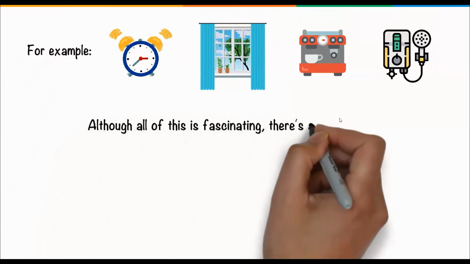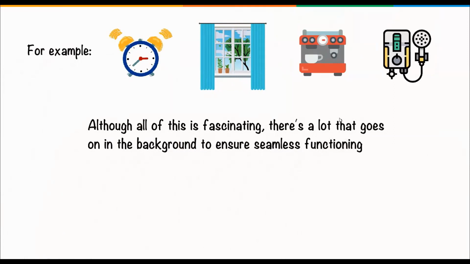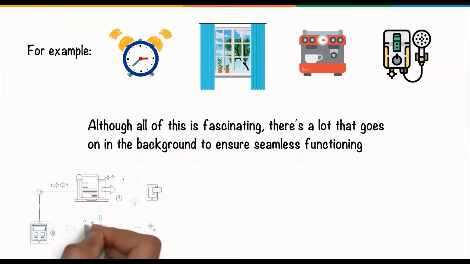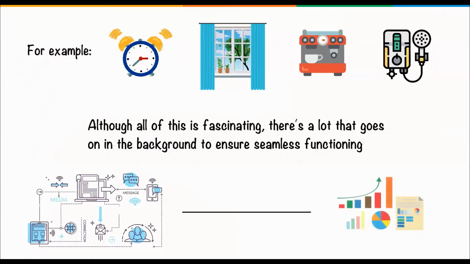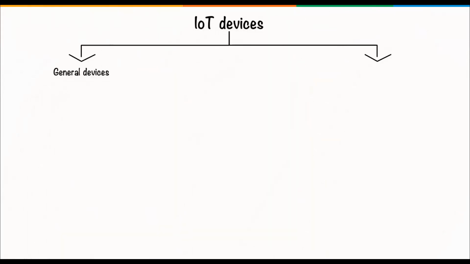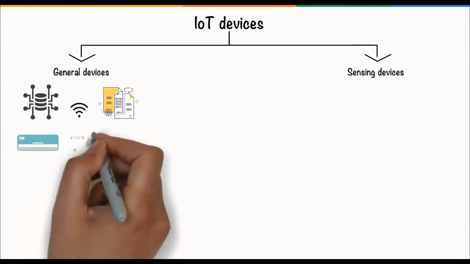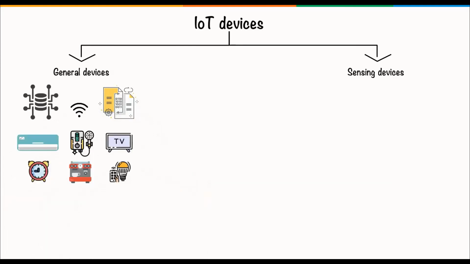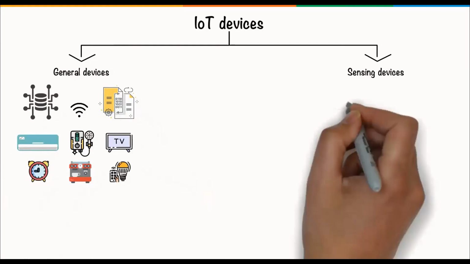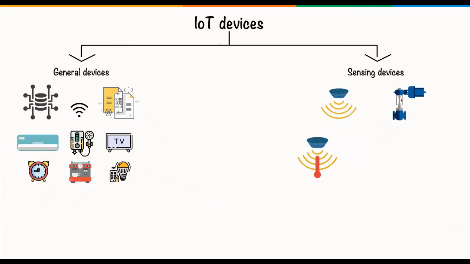Although all of this is fascinating, there's a lot that goes on in the background to ensure seamless functioning. From effective communication between devices to accurate processing of the data received, a lot of components are involved. In the context of IoT devices, hardware can be classified into general devices and sensing devices. The general devices are the main components of the data hub and information exchange. They are connected either by wired or wireless interfaces. Home appliances are a classic example of such devices. The sensing devices, on the other hand, include sensors and actuators. They measure the temperature, humidity, light intensity, and other parameters.